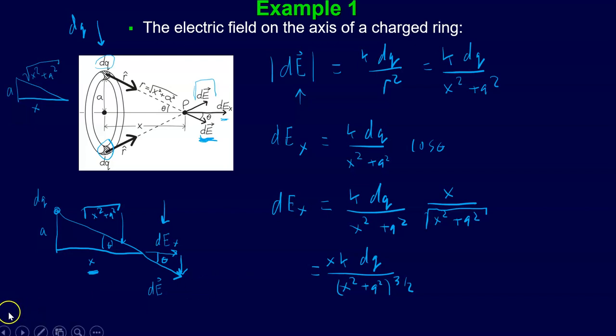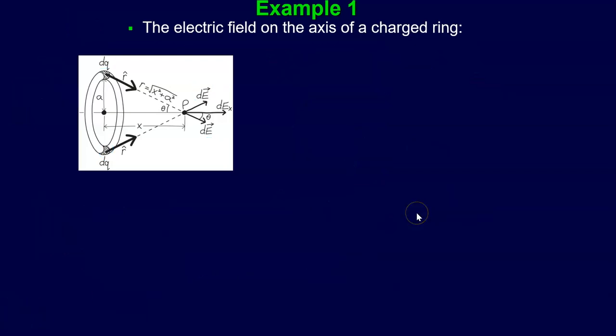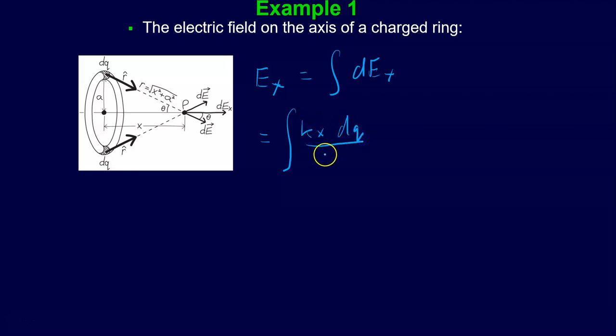All right, let's move on. So then, the way we think about it is the total electric field in the x direction from this ring is going to be the integral over this dEx that we just calculated. And the dEx that we just calculated was something like this: k x dq over x squared plus a squared to the 3/2 power. So we're going to integrate over this dq.